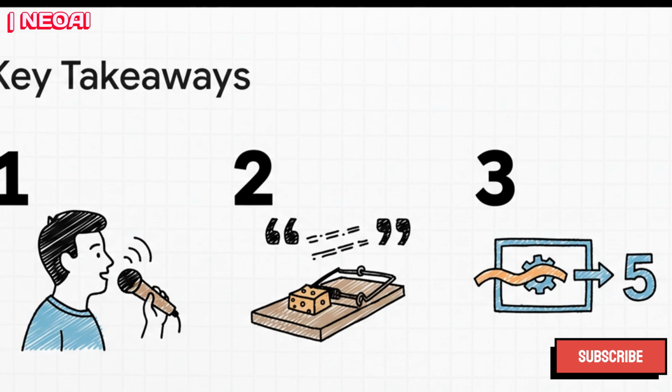Okay, let's do a quick recap. The 3 big things to remember are, number 1, whenever you need to get information from a user, you're going to use input. Number 2, always remember the string trap. Everything that comes from input is text. And number 3, if you need to do math with that input, you've got to convert it first using int.